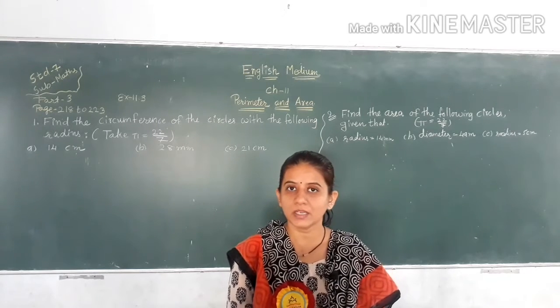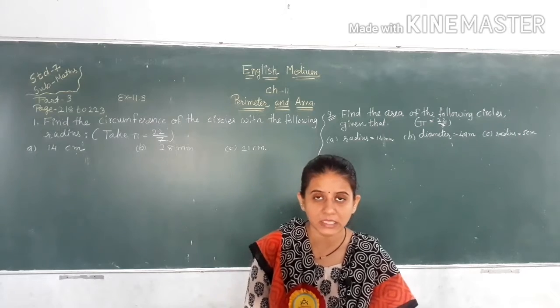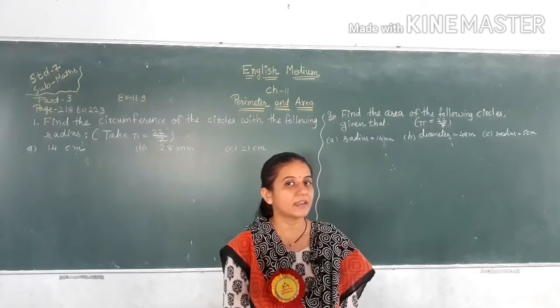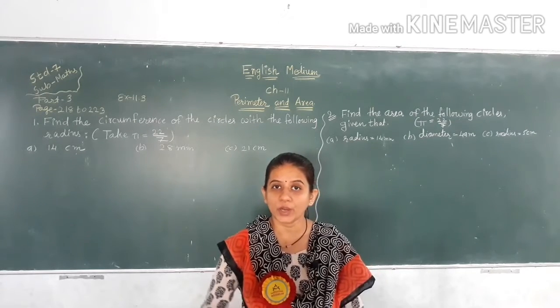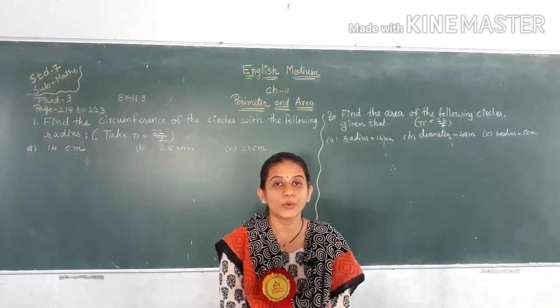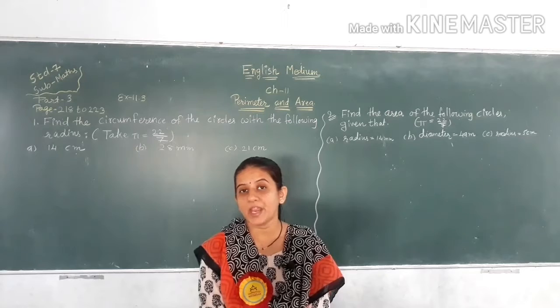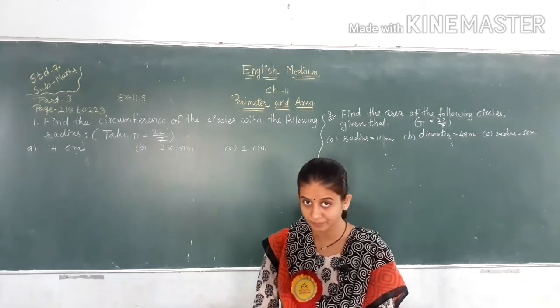Children, let's learn from the main course book in Standard 7 English Medium. Subject Maths. Chapter number 11, Perimeter and Area. In the previous video I solved exercise 11.1 and 11.2. Today I am solving exercise number 11.3, page numbers 280 to 283.